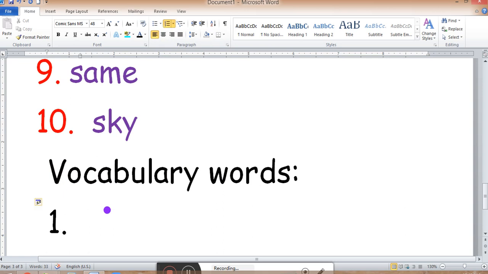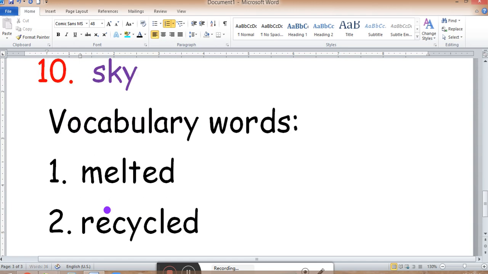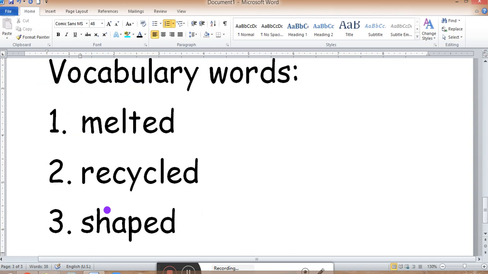Vocab, we have only three words. Melted. Can you say it? Melted. Recycled. And shaped. For these three words, you can see something. The three of them have. What do they have together? All of them have ED at the end of the word. Yes. Which means that they happened before something in the past, right? I will open now a file where you will see the meanings for these words and the pictures for the spelling.